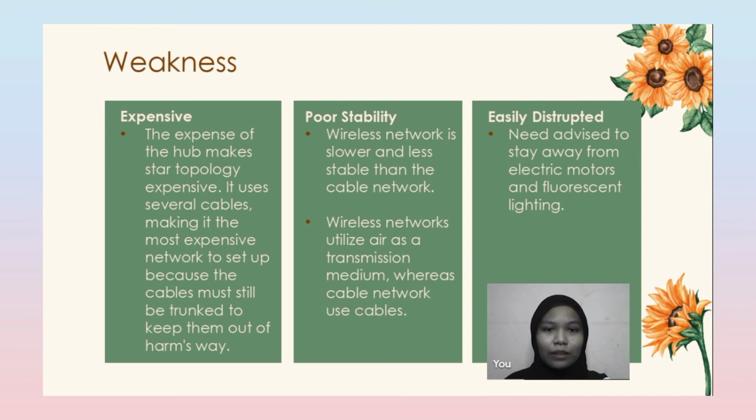Secondly, poor stability. A wireless network is slower and less stable than a cable network. Wireless networks utilize air as a transmission medium, whereas cable networks use cables. Finally, easily disrupted. We are advised to stay away from electric motors and fluorescent lighting.